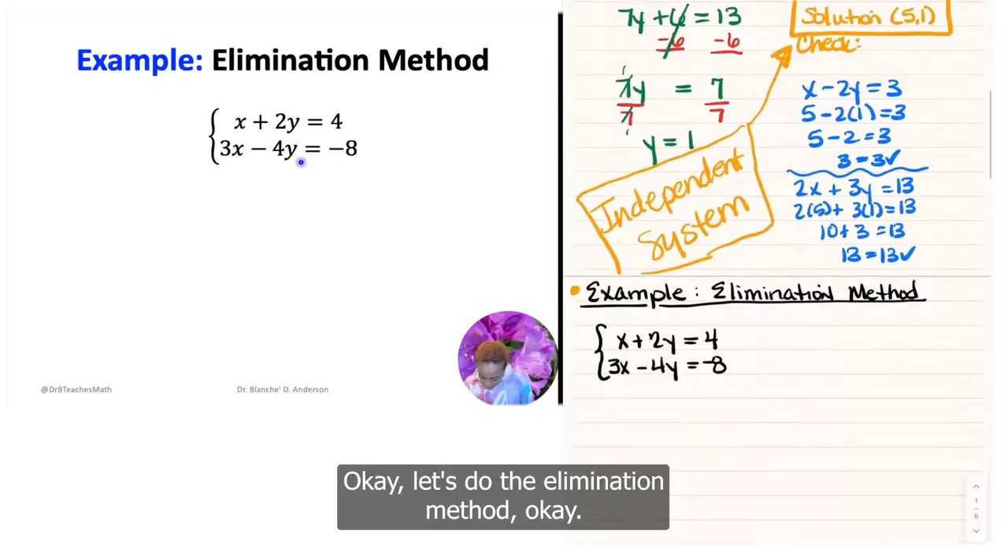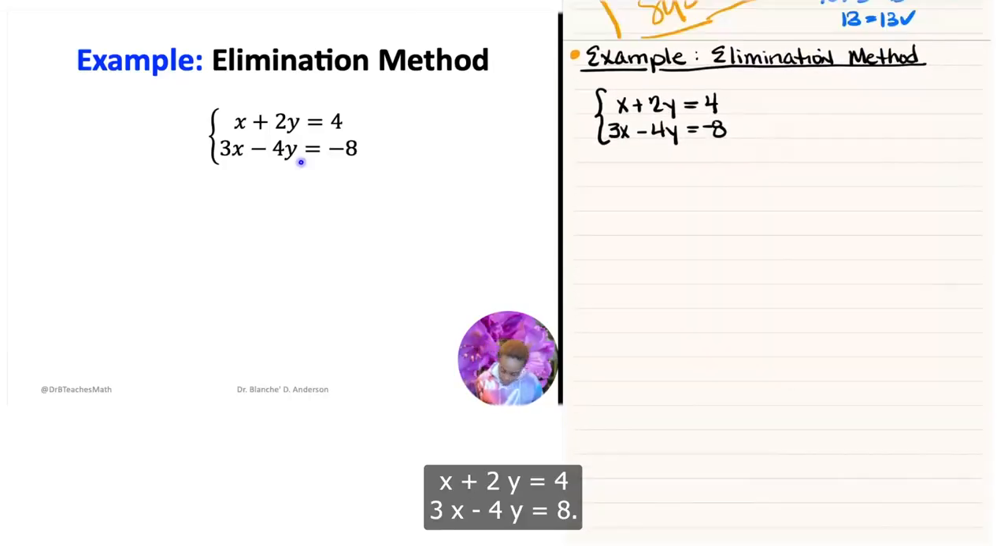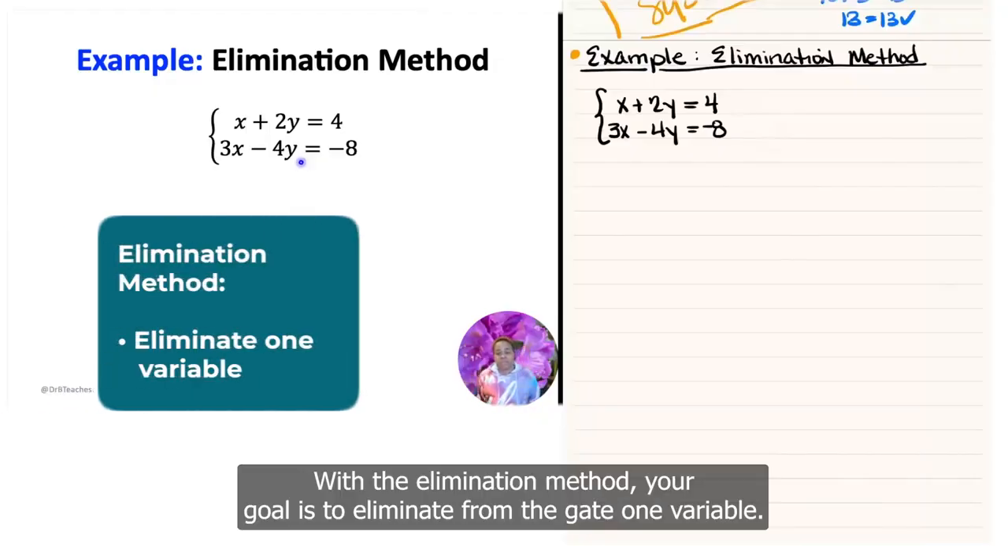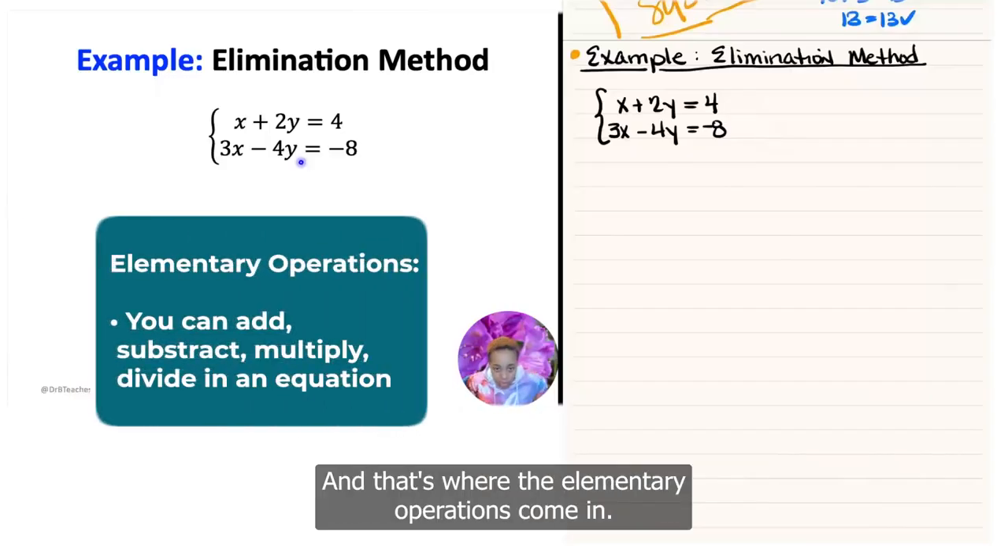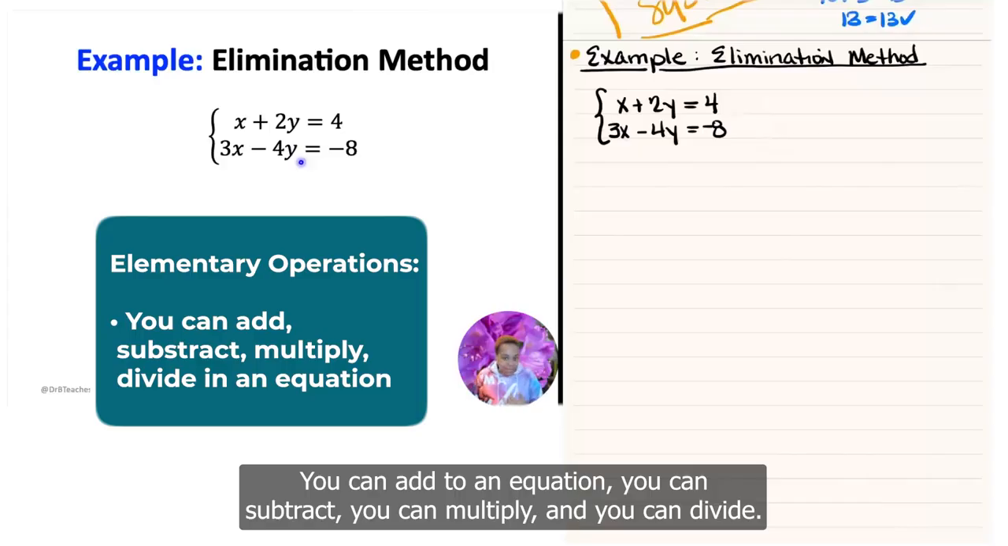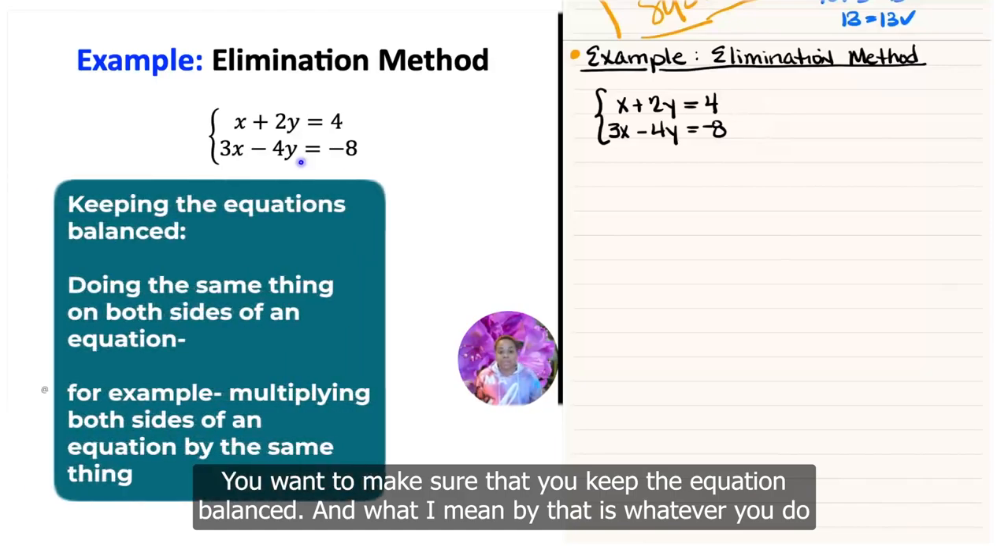Let's do the elimination method, okay? x plus 2y equals 4, 3x minus 4y equals 8. With the elimination method, your goal is to eliminate one variable from the get-go, and that's where the elementary operations come in. You can add to an equation, you can subtract, you can multiply, and you can divide. You want to make sure that you keep the equation balanced.